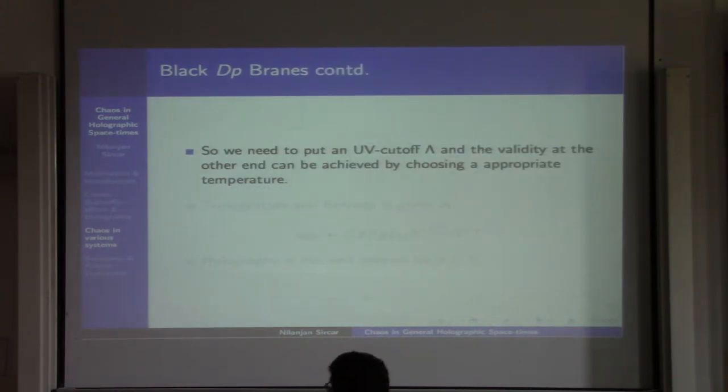But you need to put a UV cutoff, so the calculations will be cutoff dependent, and the validity at the higher end can be achieved by appropriately choosing a temperature, such that it cuts off the other part. But you may now ask, we saw that the surface goes inside the horizon, so can you also justify that? But you can check, the surface never goes far beyond the horizon, but a little bit. So still, with a high enough temperature, you can trust these geometrical calculations.